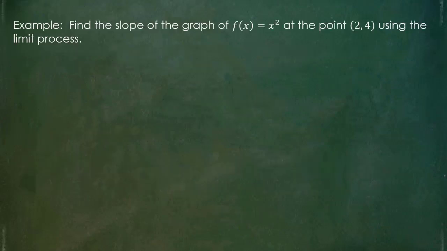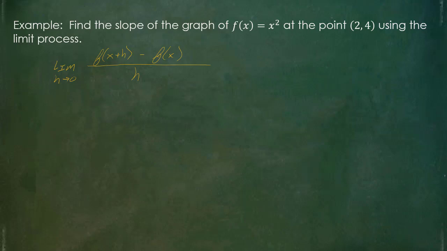So let's go ahead and try an example of this. Notice this problem just wants us to find the slope of the graph of f of x equaling x squared, specifically at the point 2, 4. So what we'll do is go ahead and set up our limit. I'm going to use h just to make things a little bit easier to read here. So it's going to be the limit as h approaches 0 of, and then on top it would be f of x plus h minus f of x, and then all over h.